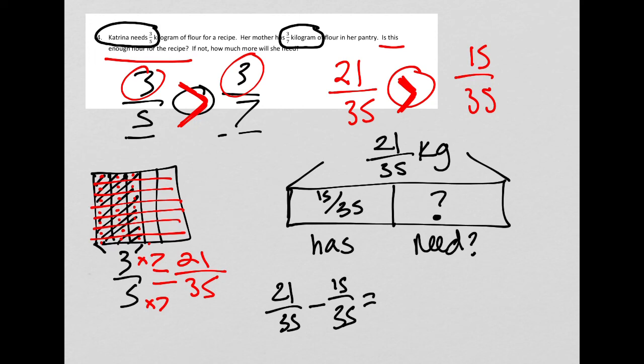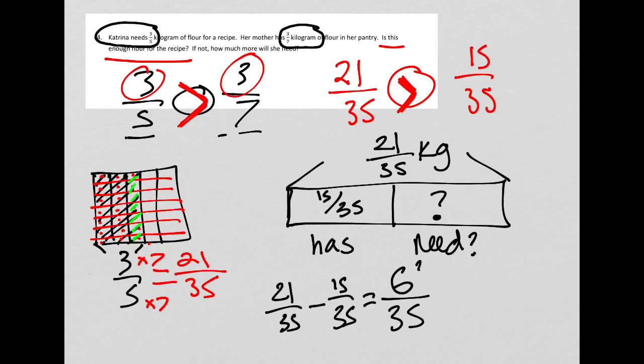So 21/35 minus 15/35. Here's my 21/35. I can just cross off 15 of them. Or I can just do 21 minus 15 is going to be 6. 35 is the denominator, so it's going to stay 35. So I get 6/35. And I don't know if I can simplify this or not. I need to double check it.